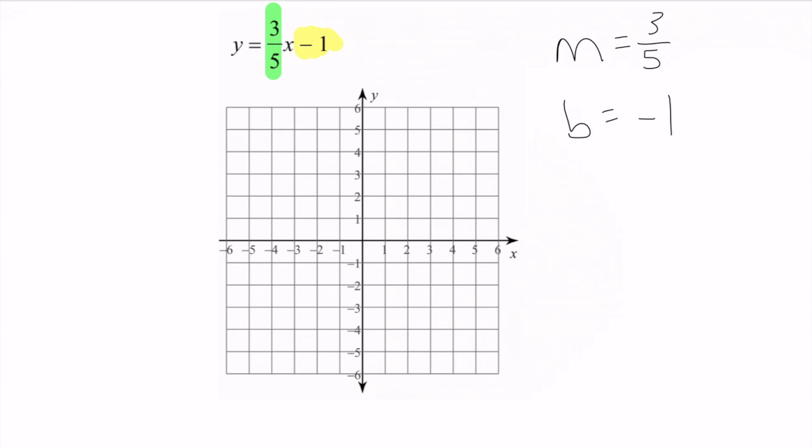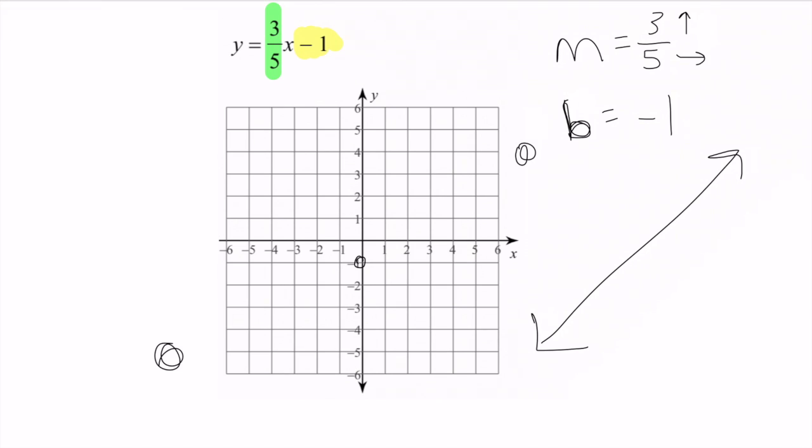When we graph, we always start with the B. We begin with the B, so that's -1. So right here is where we're going to begin. And then this tells us our rise over our run. They are both positive, so I know my line has to go up from left to right. So I know I'm going to have to go up and over this way and down and over this way because it has to go somewhat like this.